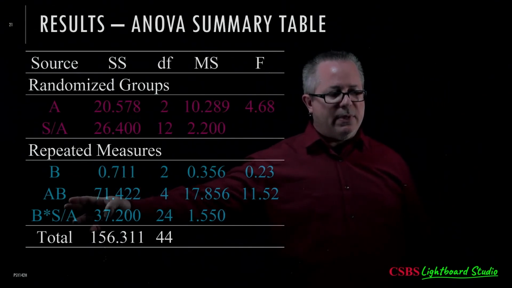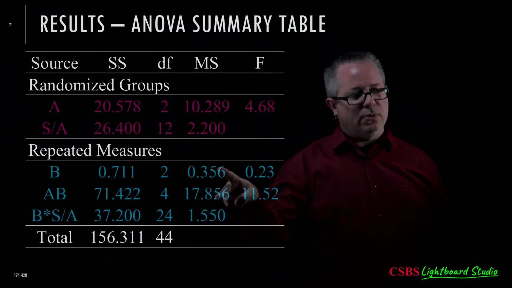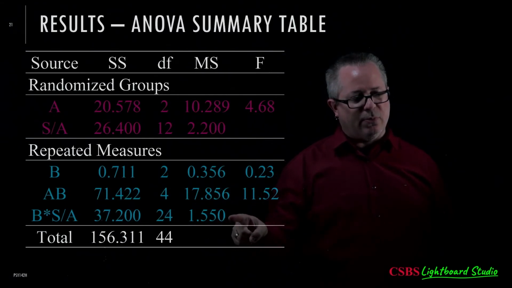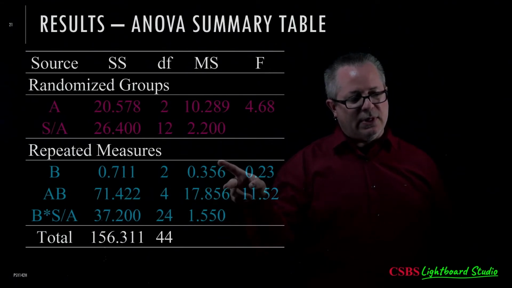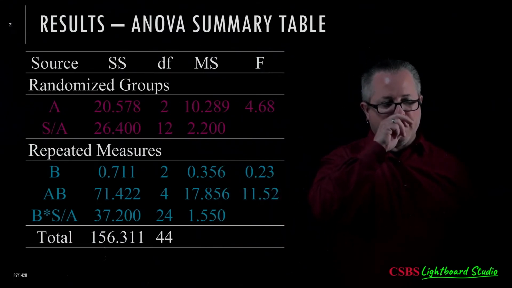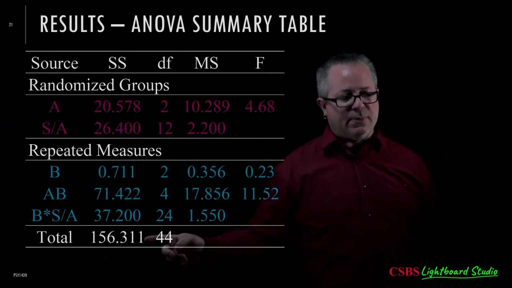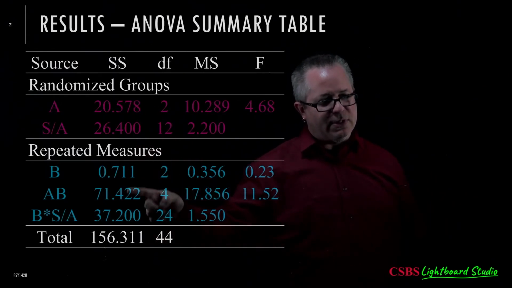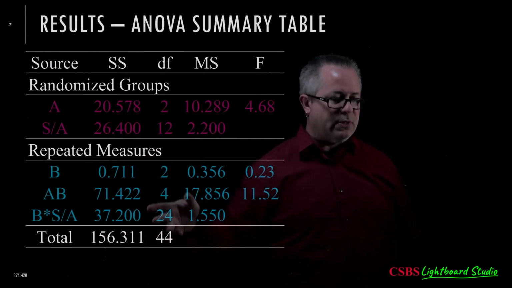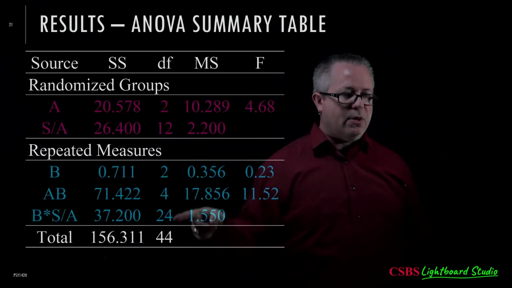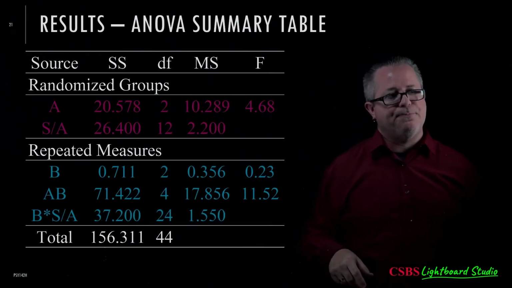B and A by B, these two get this error term, this 1.550, so you get each one of these, dividing it by this one to get these 2 F's. And everything should add up to total. So we add up those 2 plus these 3, it should get the total. It does. It works out. All degrees of freedom should add up together as well.